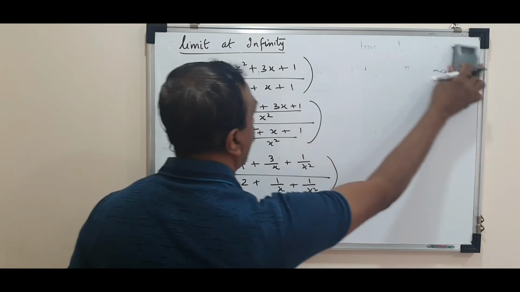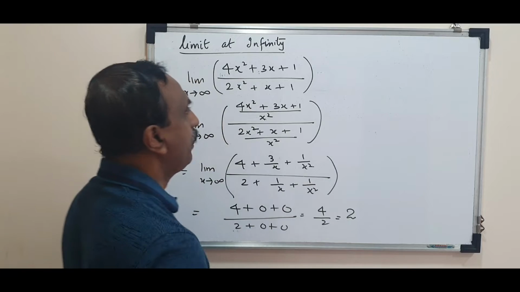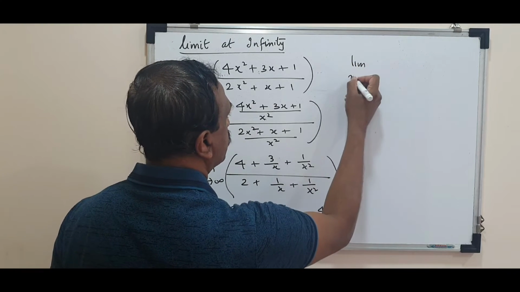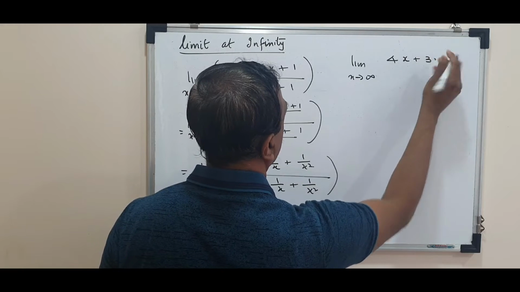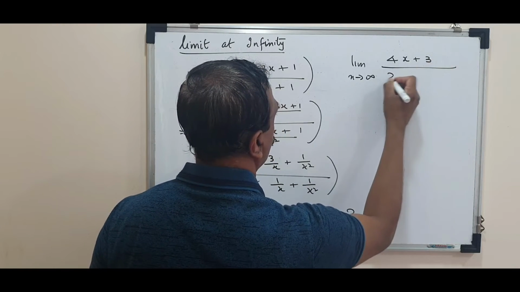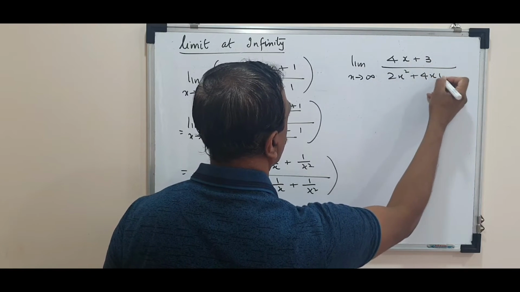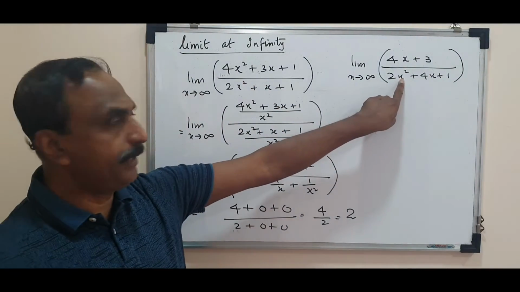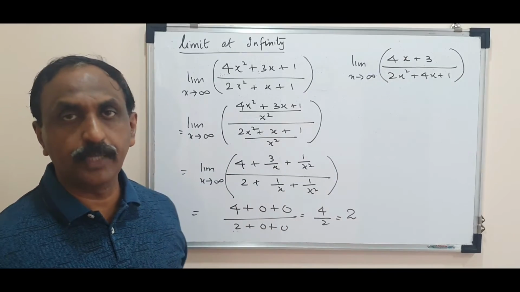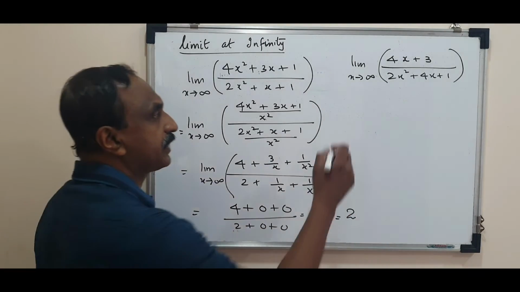Now let's have a look at another case. Imagine I have the limit as x tends to infinity of (4x + 3) divided by (2x² + 4x + 1). Now what have we noticed here? The denominator's degree is greater than the numerator's degree. So what will happen in that case?